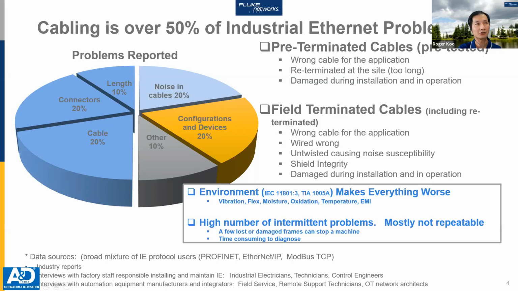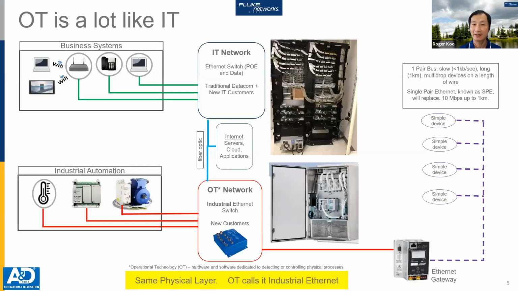Can I just check, are you able to see my slides? I think there are some messages that my slides are not showing. We can see the slides. I mean, we can see the current one. Cabling is over 50% of industrial Ethernet problems. We can see that one. Okay, then those must be older slides. Okay, so let me just go on. Yes, we can see this one.